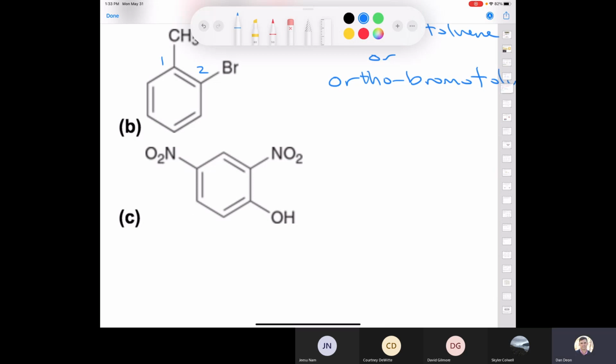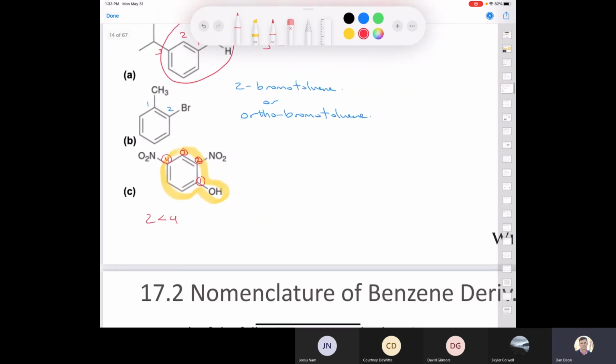Yes, absolutely. It's a phenol, right? We've got a phenol right here. Now remember, the rule is that we want to number it in such a way that we give the first substituent the lowest possible number. So 1, 2, 3, 4, right? If we had gone the other way, 4 would be the first substituent. Well, 2 is lower than 4, right? 2 is less than a number 4. So we have 2, 3, 4. So we have 2,4-dinitrophenol.